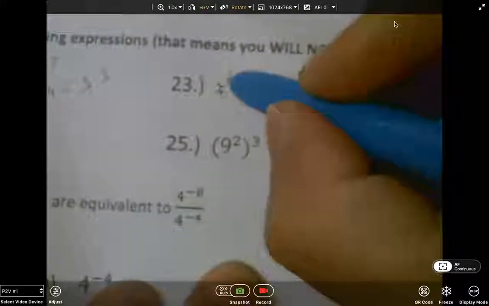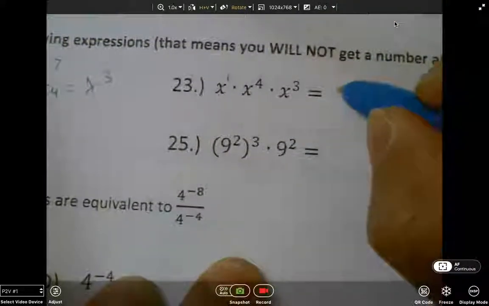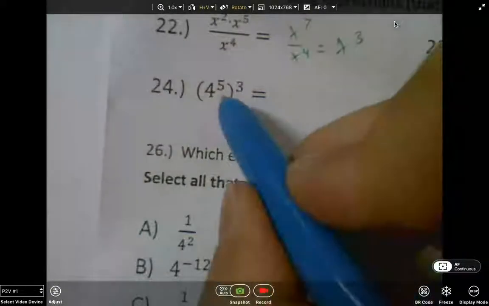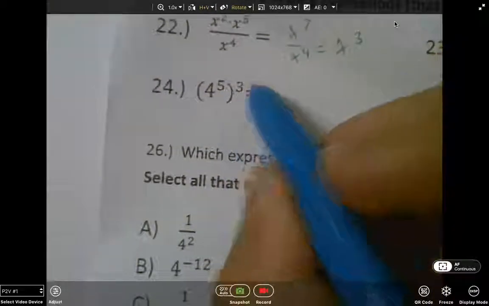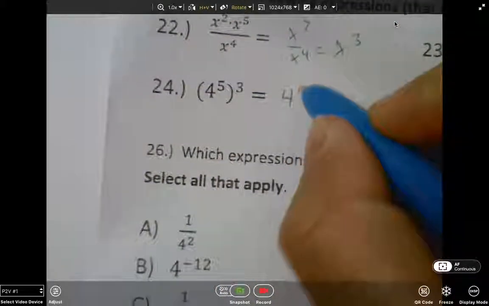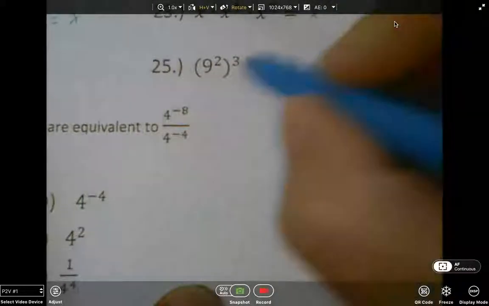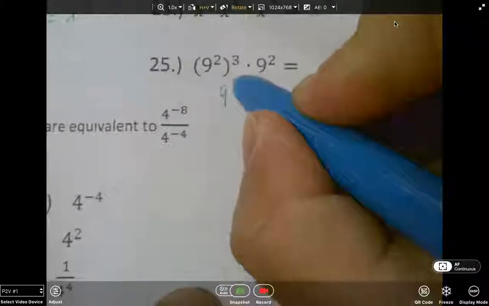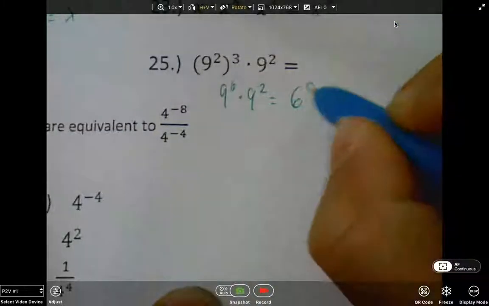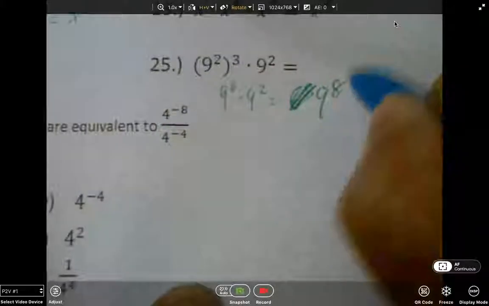Here, this is an assumed 1. You just add all your exponents. That's going to be x to the 8th. Here, 5 times 3, power to a power rule, is going to be 4 to the 15th. Here you're adding 2 rules together, so power to a power, this is 9 to the 6th times 9 to the 2nd. Add the exponents now, that's 9 to the 8th.